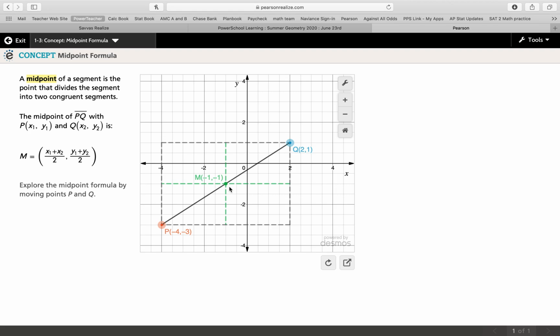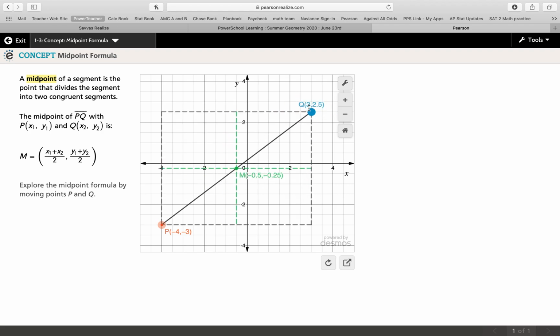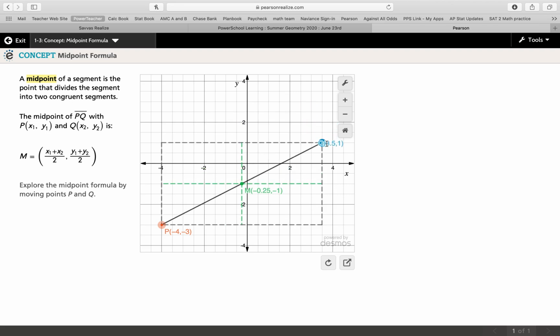For the midpoint, you average the x values and average the y values. So you're finding the middle of the x values and the middle of the y values. You take your two endpoints and add the x values together, -4 plus 2, which is -2, and then divide by 2, and that gives you -1. Then you add the y values together: -3 plus 1 is -2, divided by 2 is -1, and therefore your midpoint is (-1, -1). The midpoint is the point right in the middle of your two endpoints. You could move this around and see how the midpoint would change depending on where the endpoints were.